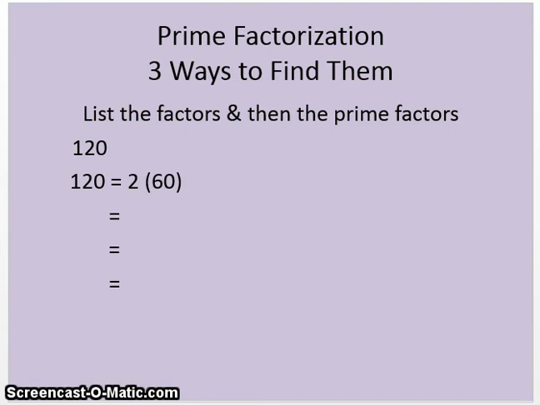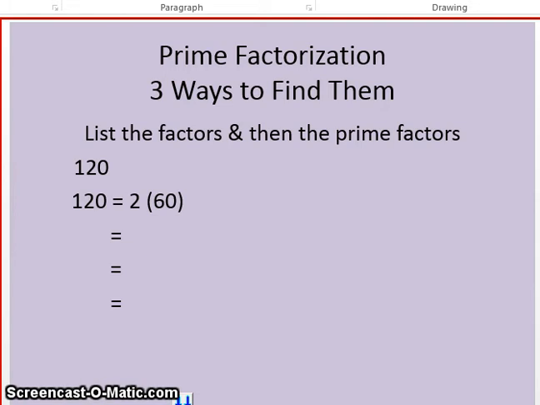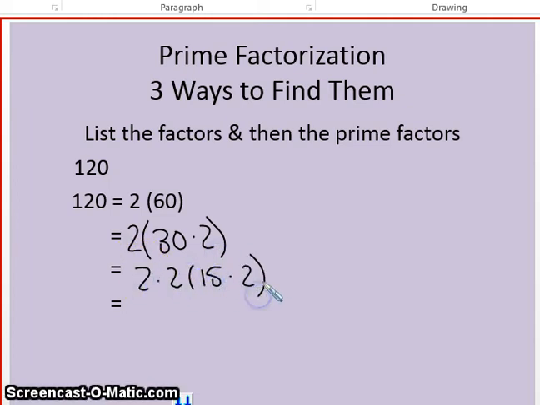Before we can do these problems, we need to know about prime factorization, or how to find the prime factorization of a number. Here's one way. We know that 120 is 2 times 60, and 2 is prime, so we'll keep it. And we would split 60 up into 30 times 2. So then we have two 2's that are prime, and then 30 is 15 times 2, etc., etc.